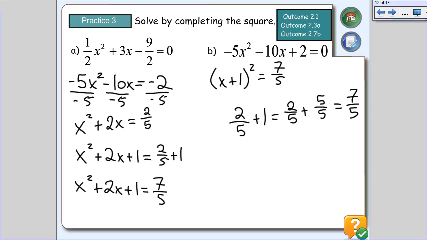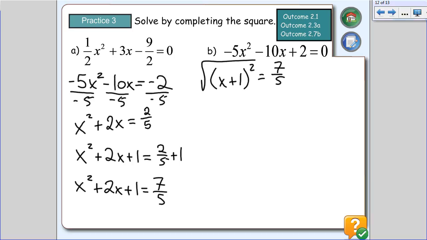What's the next step to get X by itself? Square root both sides. X plus 1 is equal to positive or negative square root 7/5. What's my last step? Move that one away from the x. X is equal to negative 1 plus or minus the root of 7/5. That's your answer.